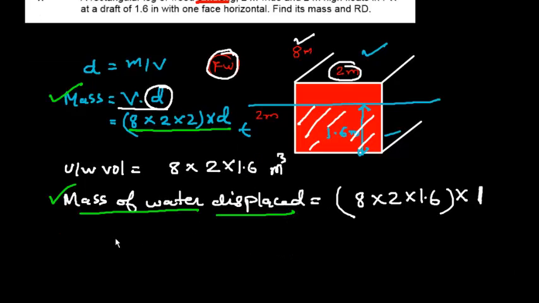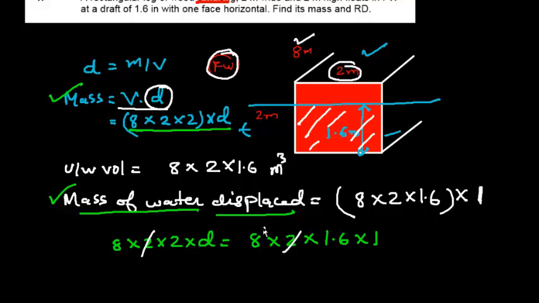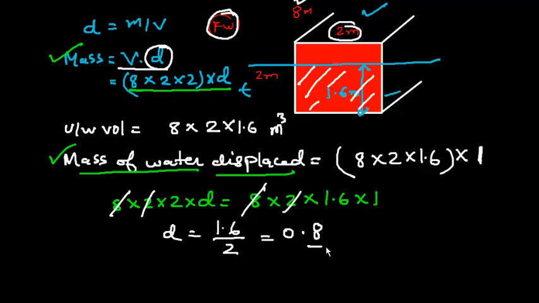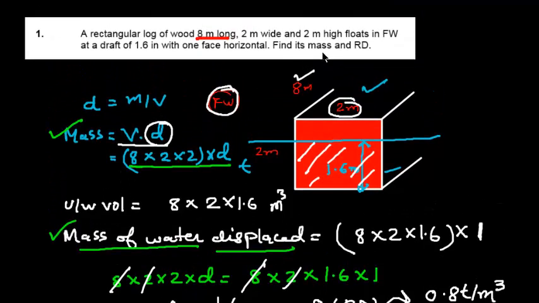All I can do now is simply equate, which is 8 into 2 into 2 into D is equal to 8 into 2 into 1.6 into 1. Now it's time to cancel few things. So here this is 2, this is 8, everything gets cancelled. So I get the value D is equal to 1.6 by 2, or simply 0.8. So relative density of the wood is 0.8. RD is 0.8, and if I want to write in ton per cubic meter, I can write like this, 0.8 ton per cubic meter.